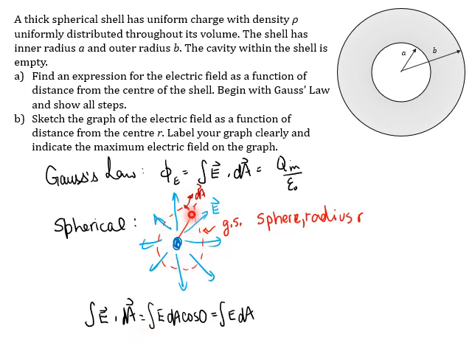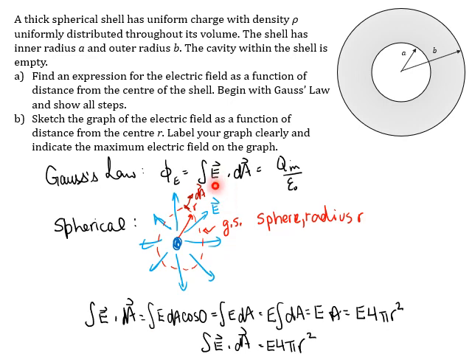Because of our spherical symmetry, our electric field is constant everywhere we're the same distance from the center. So everywhere on this surface, the electric field has the same magnitude. E comes out front of the integral, so we've got E times the integral of dA. The integral of dA is the area, A, which is 4 pi r squared, area of a sphere. Okay, so the integral of E dot dA with spherical symmetry is equal to E times 4 pi r squared. Don't forget the squared.